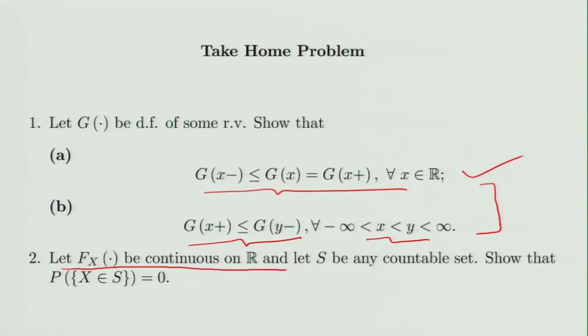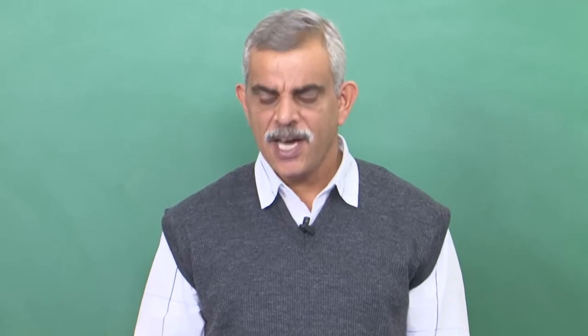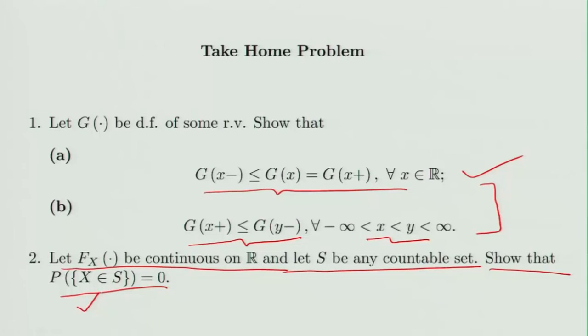Now let F(x) be continuous on R, so that means your distribution function is continuous at every point. So probability X equal to C would be 0 for every C. And let S be any countable set, show that probability X belonging to S is 0. In fact, I have given you the solution, in the sense that if it is continuous, then probability X equal to C would be 0 for every C belonging to R, and from that you can conclude this.